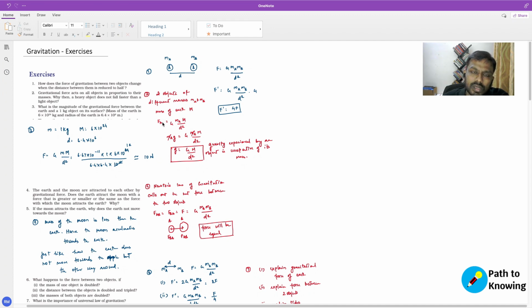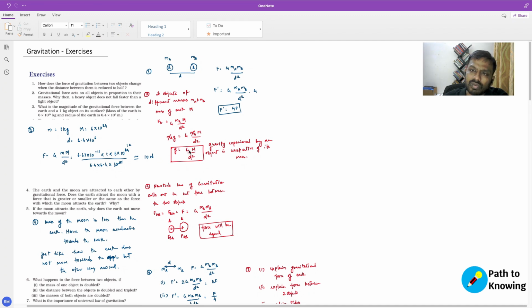Now this force is nothing but the weight of that particular object as it falls on the Earth, and we can replace that force by MA times g. The weight is nothing but mass times g. Now if you replace that, the MA gets cancelled, and the acceleration due to gravitation is equal to G times the mass of the Earth over D squared. So g is independent of the object, right? The acceleration due to Earth's gravitation is independent of any object.